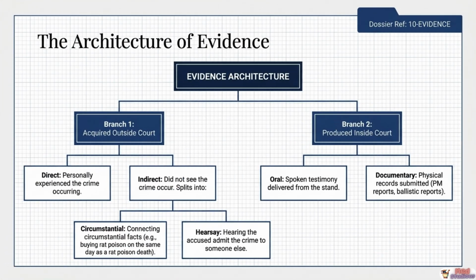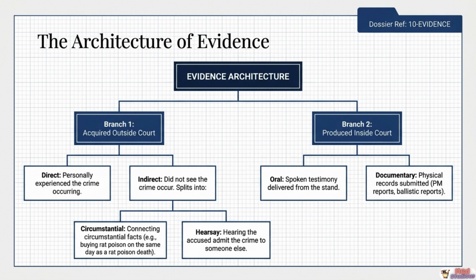Evidence is the foundation upon which all legal decisions rest, and the Indian Evidence Act provides a comprehensive classification system that every forensic practitioner must internalize. Evidence is broadly divided based on how it is acquired and how it is presented. The first major branch encompasses evidence acquired outside the courtroom. This splits into direct evidence and indirect evidence. Direct evidence means the witness personally experienced the crime. They saw it, heard it, or were otherwise sensorially present. This is the gold standard.